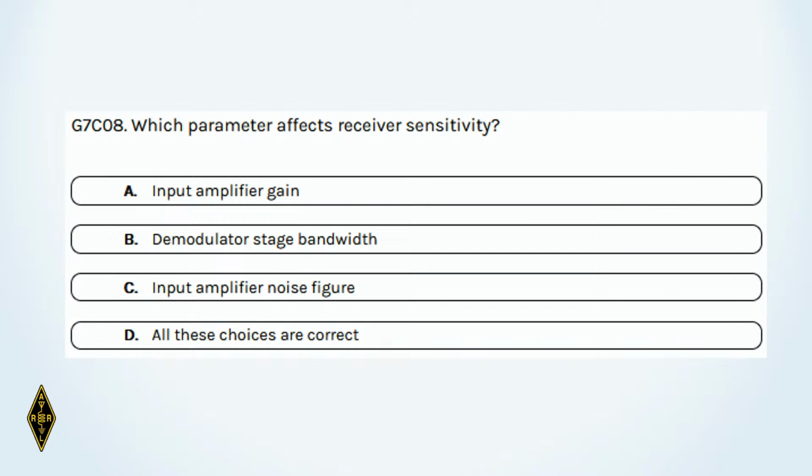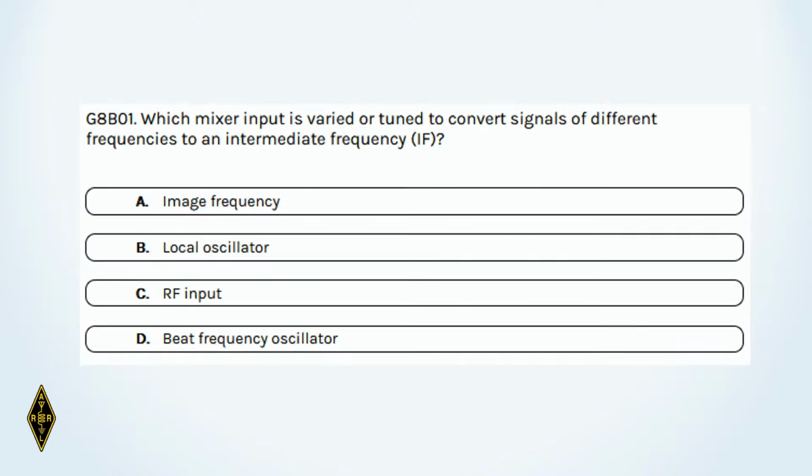And which parameter affects receiver sensitivity? Read carefully. Delta. Yeah, I'd say Delta. Yep, the input gain, the demodulator stage bandwidth, the input amplifier noise figure, all of those factors can affect a receiver's sensitivity. And which mixer input is varied or tuned to convert signals of different frequencies to an intermediate frequency?